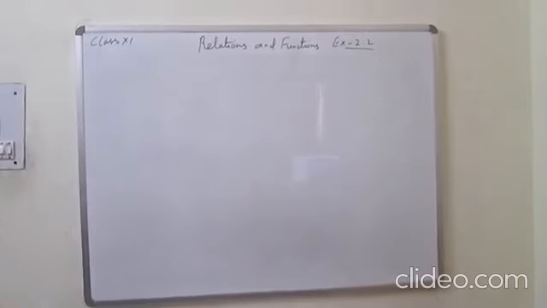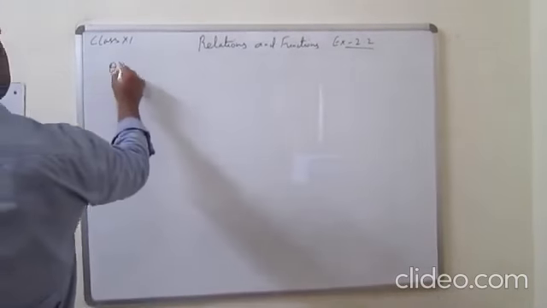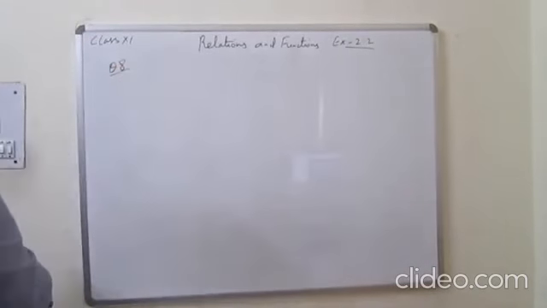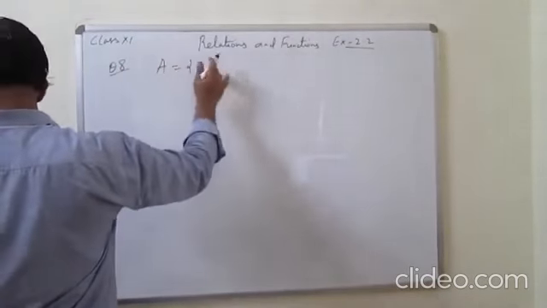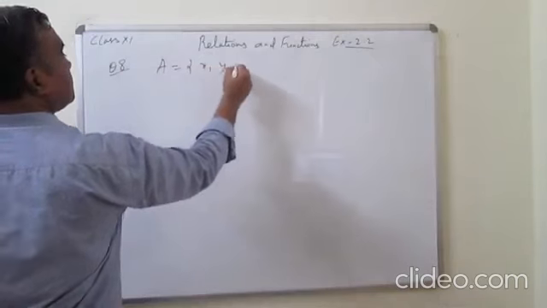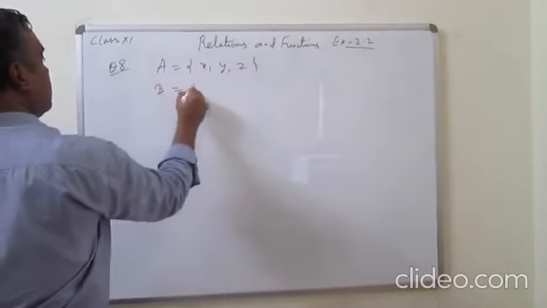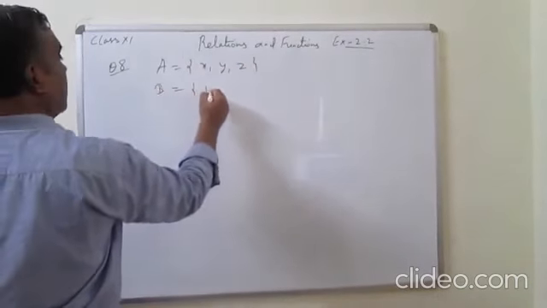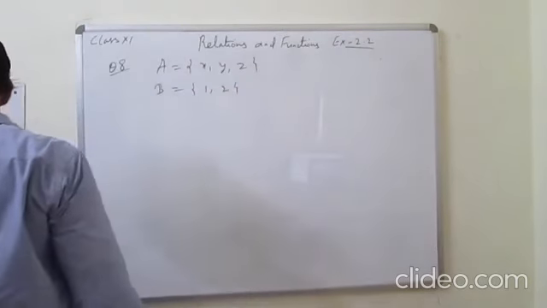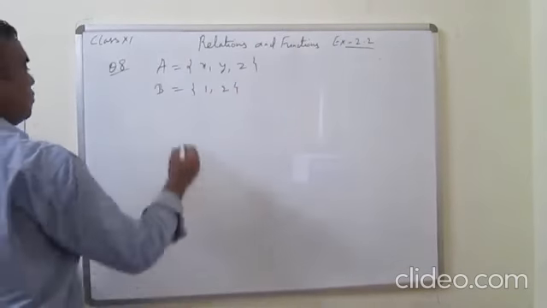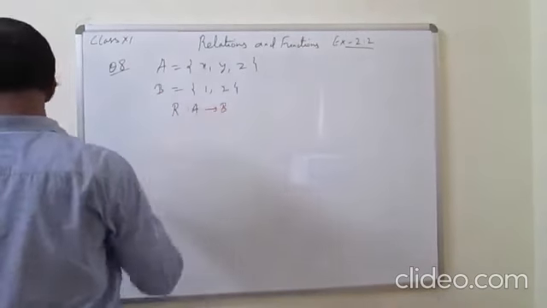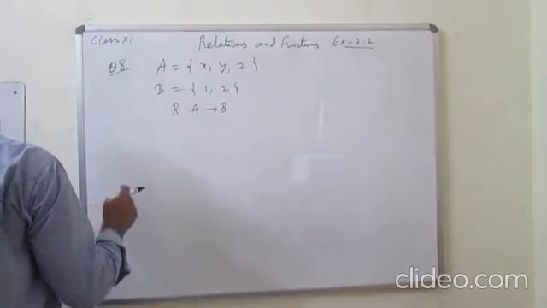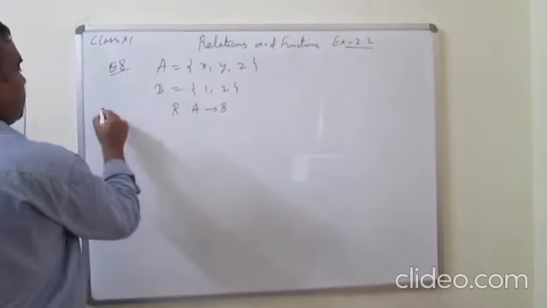Question 8. Let A be {x, y, z}. B is given to you as {1, 2}. Find the relations from A to B. You have to find the number of relations.